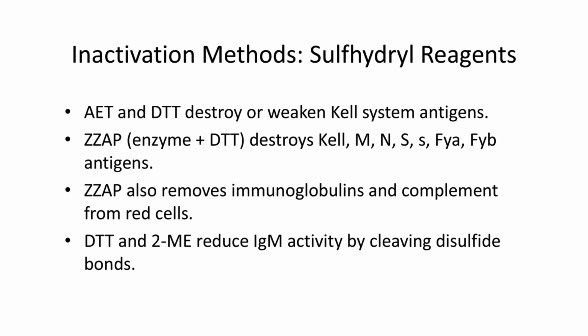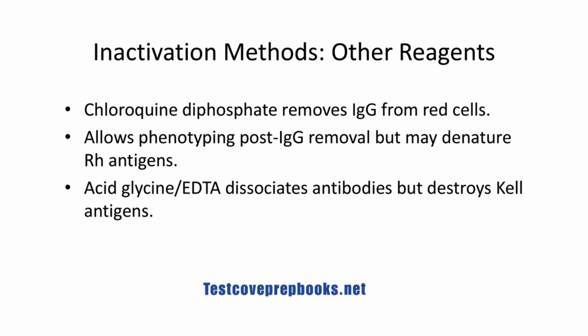Second, chloroquine diphosphate is used to remove immunoglobulin G, IgG, from red blood cells. While it does not remove complement, it allows for phenotyping of red cells once IgG is removed. However, it may cause partial denaturation of Rh antigens. Third, acid glycine or EDTA solutions are employed to dissociate antibodies from red blood cells, though they also destroy KEL system antigens in the process.